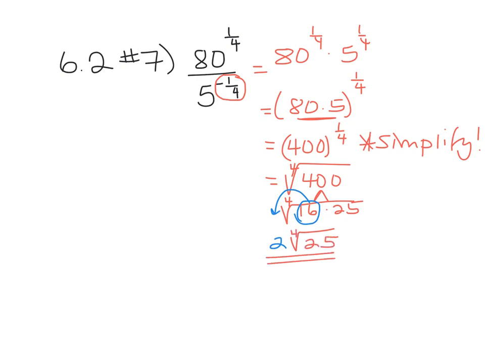That's one way you could write the solution, or if you think about the fact that the problem started with a rational exponent, you could have 2 times 25 to the 1/4 power. Either of those answers work.